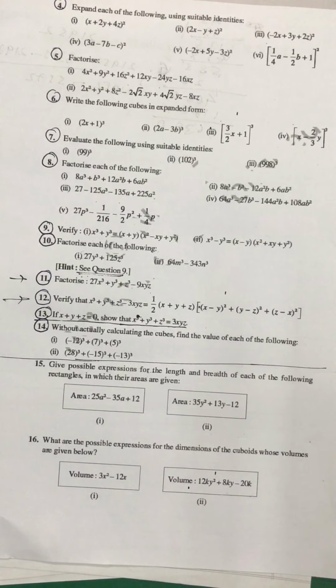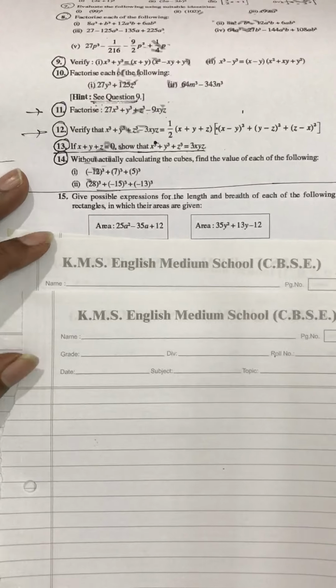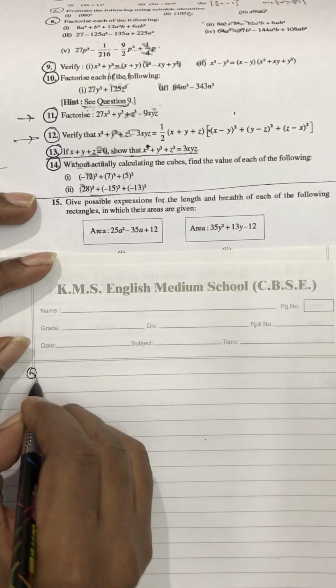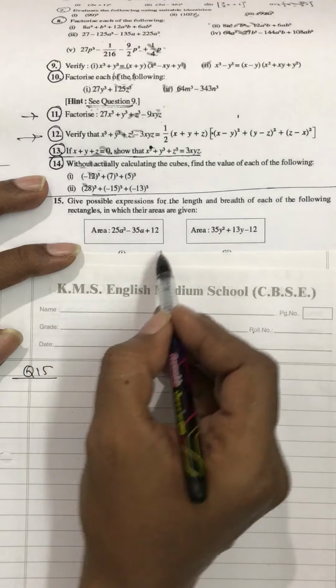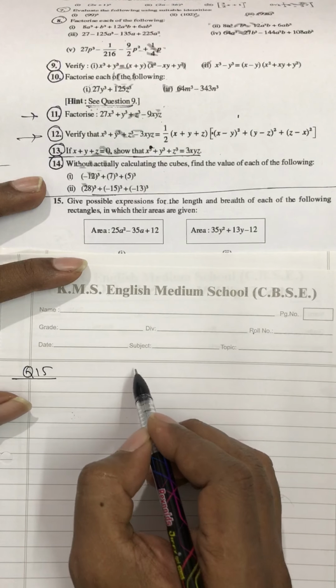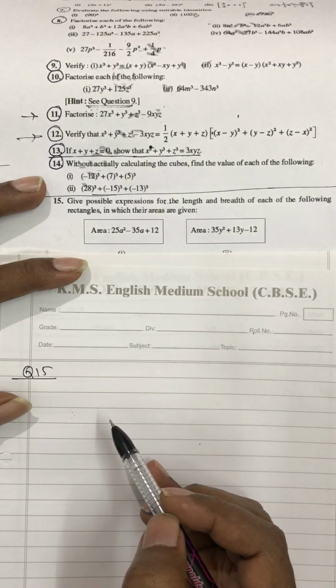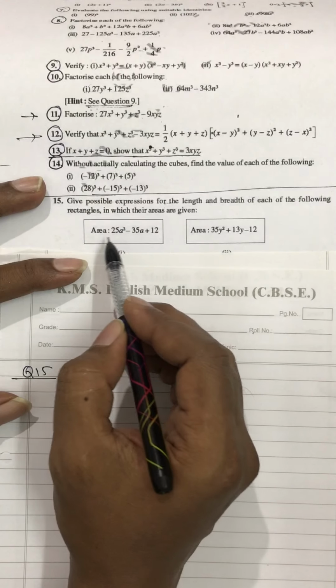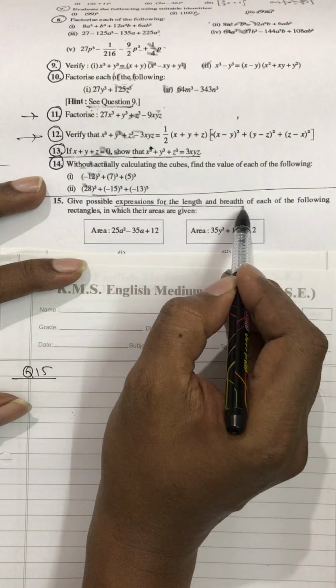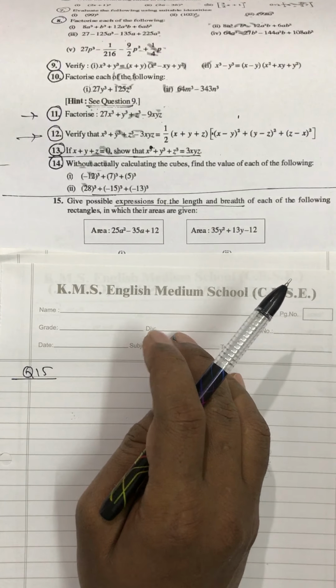So considering this, what are they asking us is: give the possible expressions for the length and breadth of each of the following rectangles. Basically, a rectangle is there whose area is given to us. So what are the possible expressions for the length and breadth? Means what are the possible length and breadth?